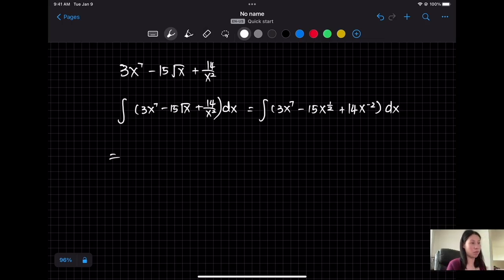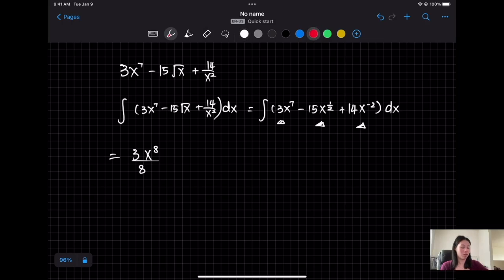Okay, so we know that when we do the antiderivative by the sum and difference rule, I can just take the antiderivative of each of these terms. So now let's do the antiderivative of 3x to the 7th. For a constant, we can just leave it as is. For the 7, you need to add 1, which gives you an 8, and then divide by 8. Why is that? Because you think about it.